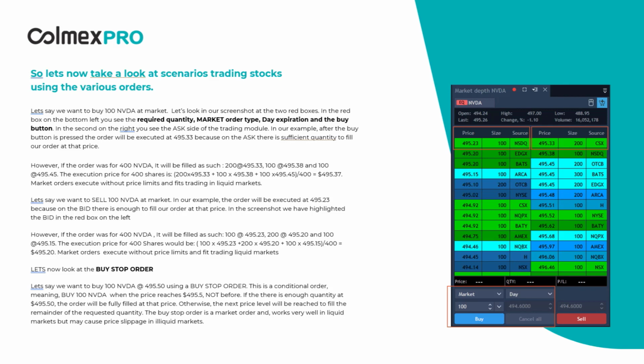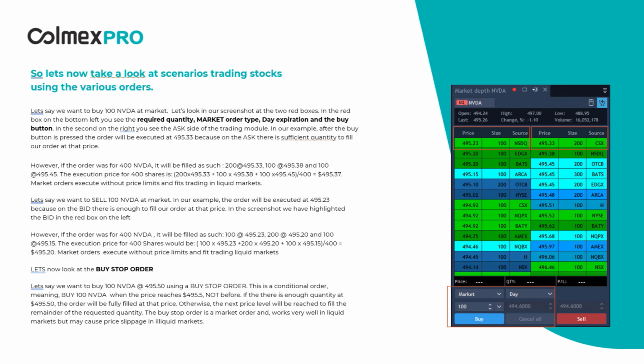First, we take out that top line with 100 shares at $495.23. Then the two lines below that from different market makers are both at 100 shares for the same price of $495.20. So that would be 200 shares filled at that price. And then the line below that would be 100 shares at $495.15. Therefore, the total price for 400 shares sold of NVIDIA would be an average of $495.20. So again, market orders execute without price limits and fit trading liquid markets.